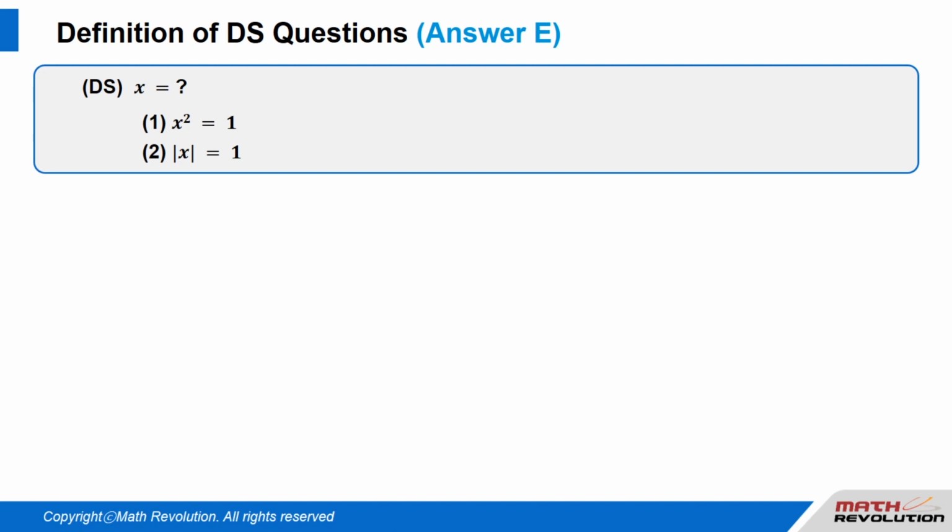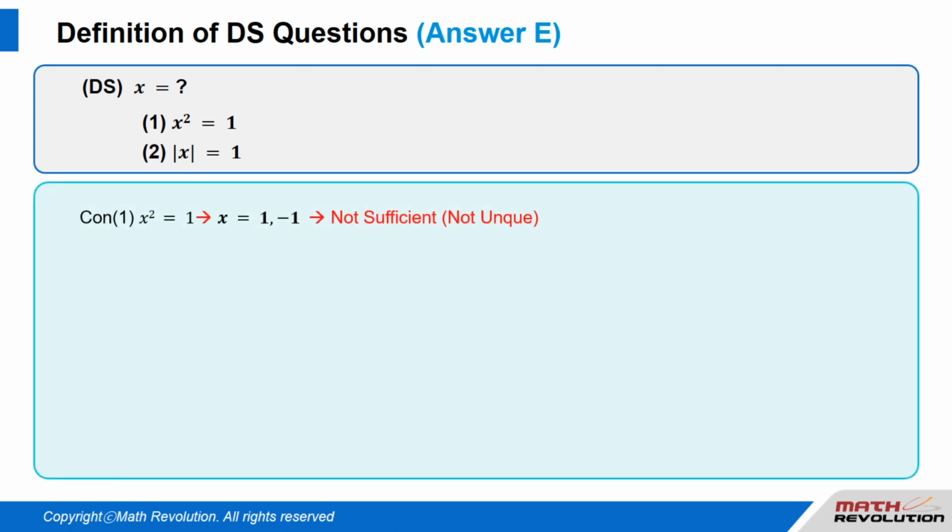DS: x equals what? Condition 1: x squared equals 1, then x equals 1, negative 1. Not sufficient, not unique. Condition 2: absolute value of x equals 1, then x equals 1, negative 1. Not sufficient, not unique. Both condition 1 and condition 2 together, then we get x equals 1, negative 1. Not sufficient, not unique.